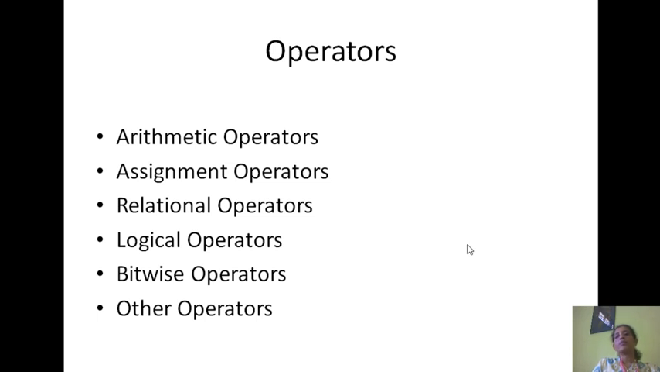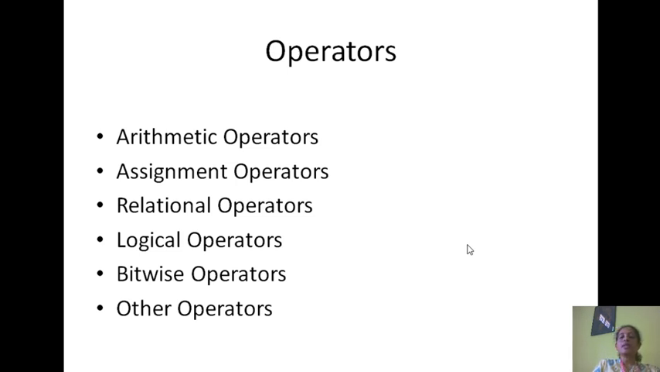Next basic block of C++ programming is the operator. In C++ programming, we get many types of operators like arithmetic, assignment operator, relational operator, logical operator, bitwise operator, and some special operators. Operators means the symbols which are used to make one expression. These are called operators.